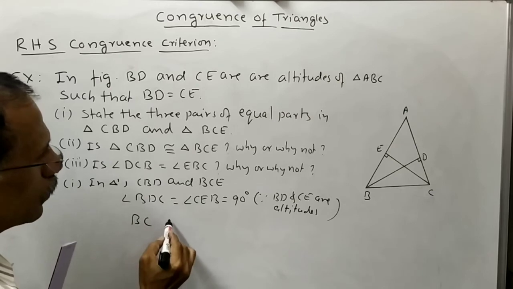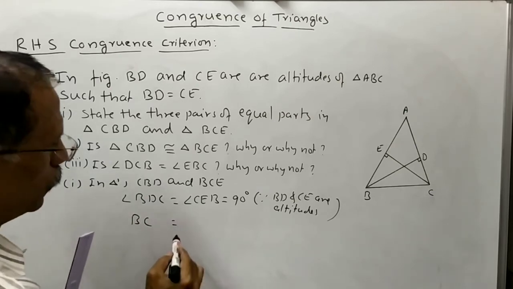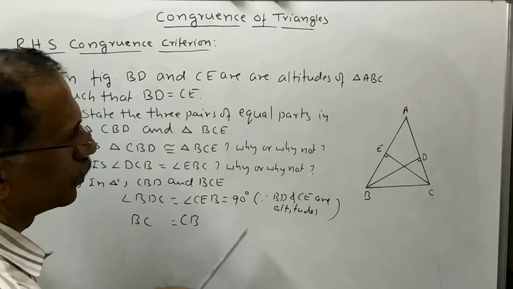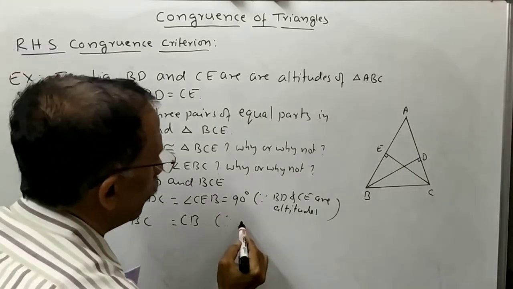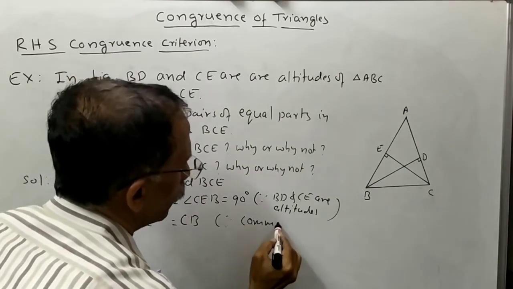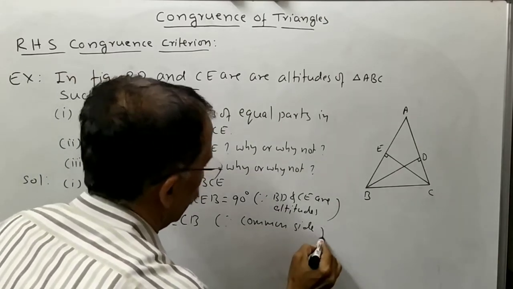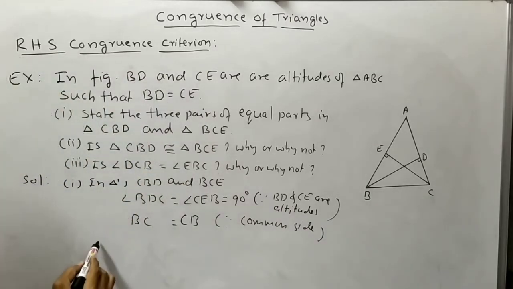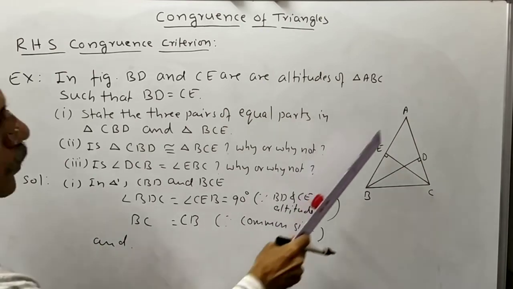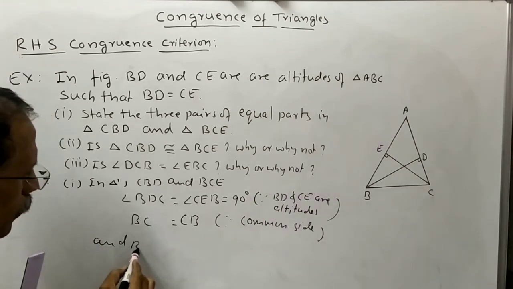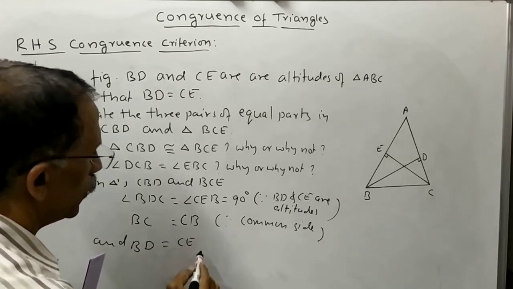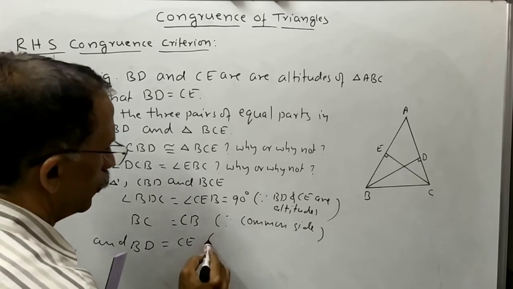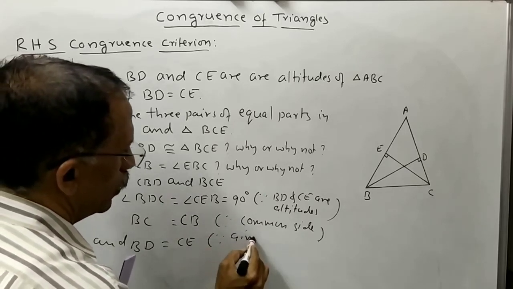Hypotenuse BC is equal to CB. Why? Common side. And BD is equal to CE. Given.